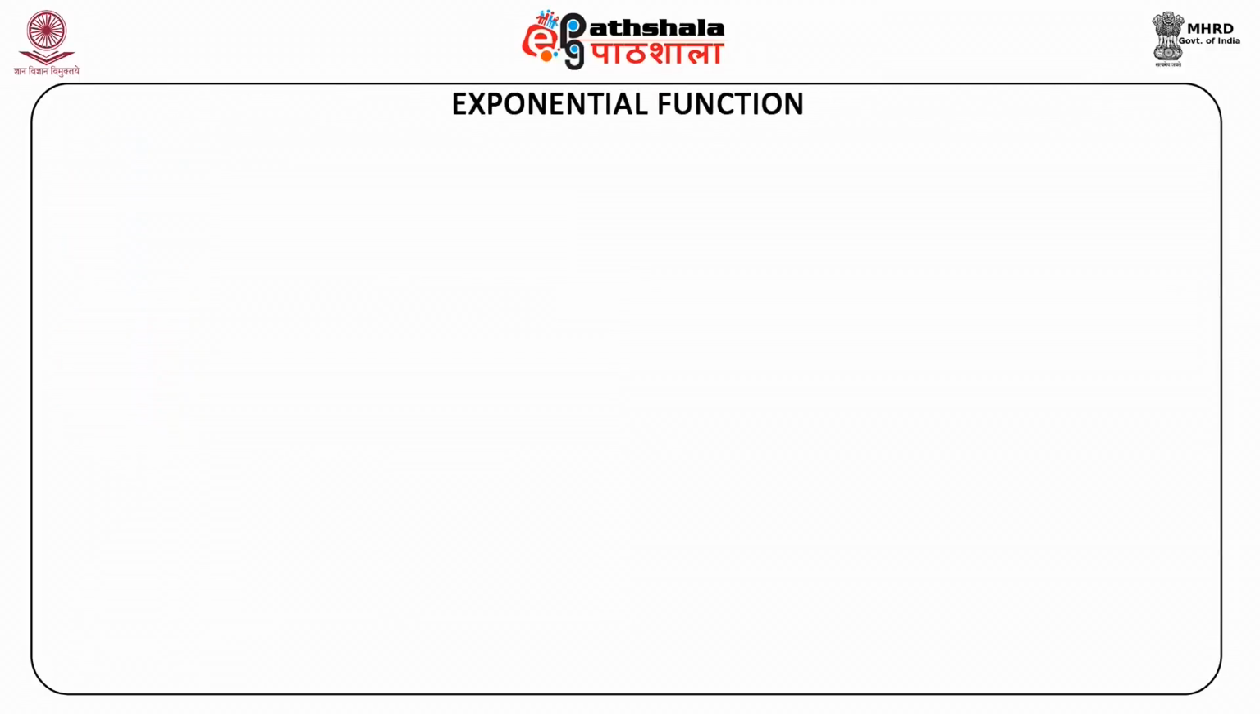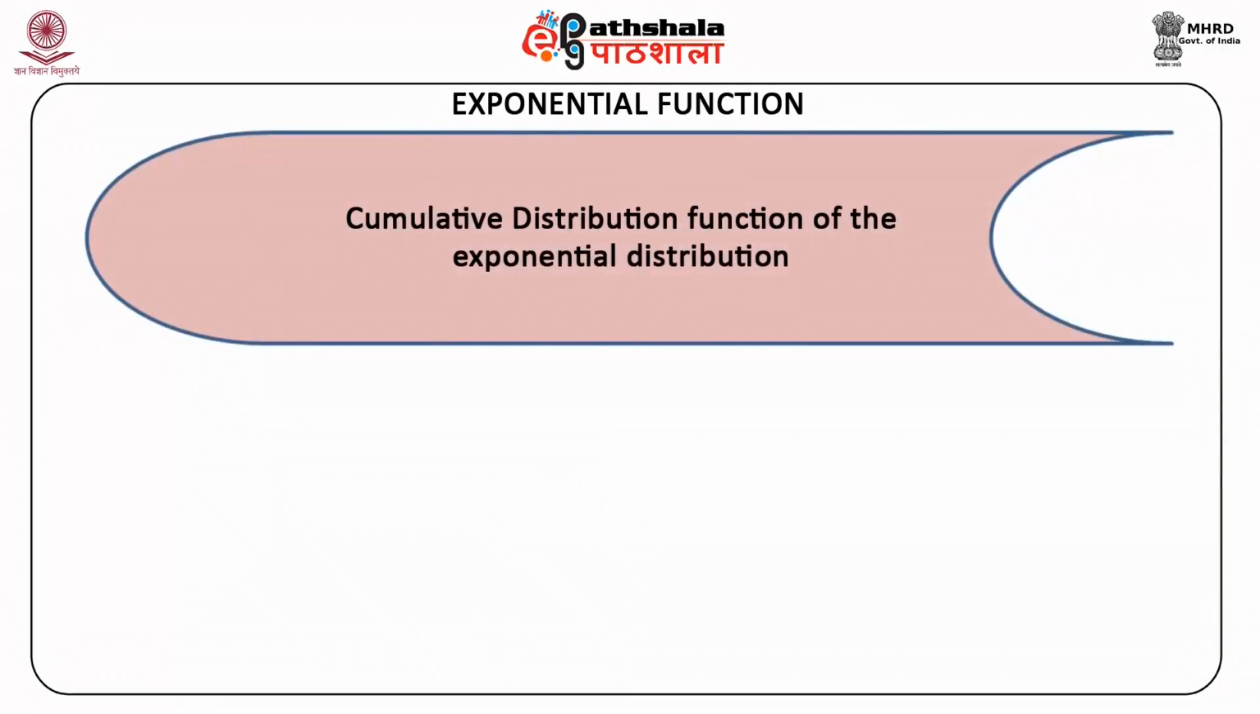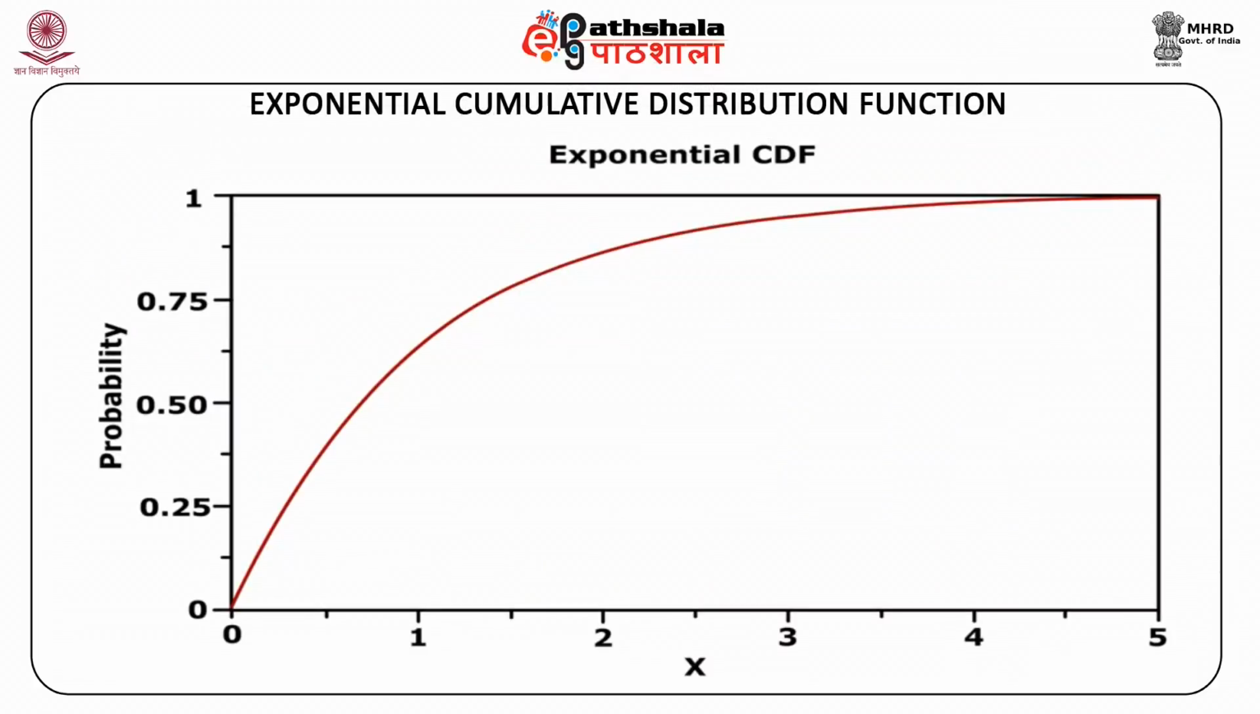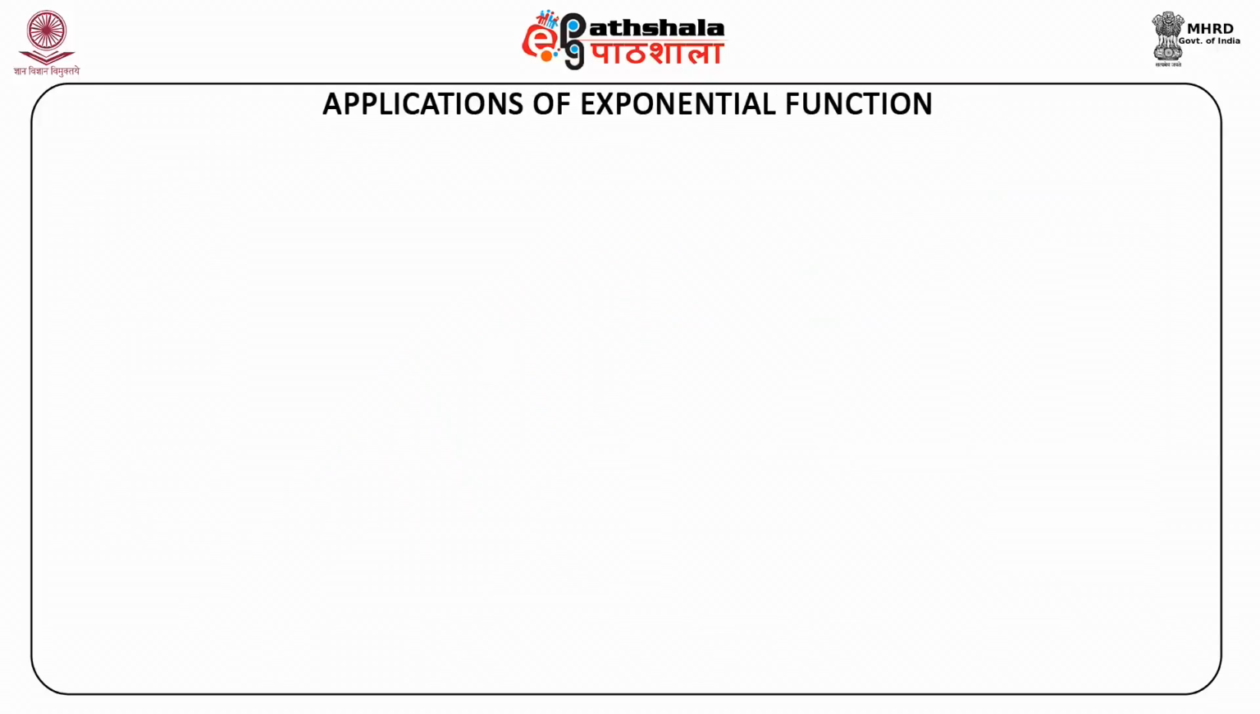The formula for the cumulative distribution function of the exponential distribution is f(x, lambda) equal to 1 minus e to the power minus lambda x when x is greater than or equal to 0, and this is equal to 0 when x is less than 0. The figure shows the plot of the exponential cumulative distribution function. Let us now understand the application of exponential distribution.